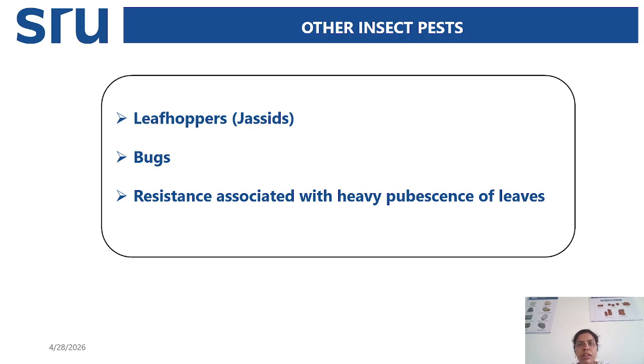The major disease is fusarium wilt, the major pest is bollworms, and the minor pests are leafhoppers and bugs. Next, those varieties which have more pubescence on the leaves, those varieties we have to select, as they have more resistance towards these minor pests in cotton.